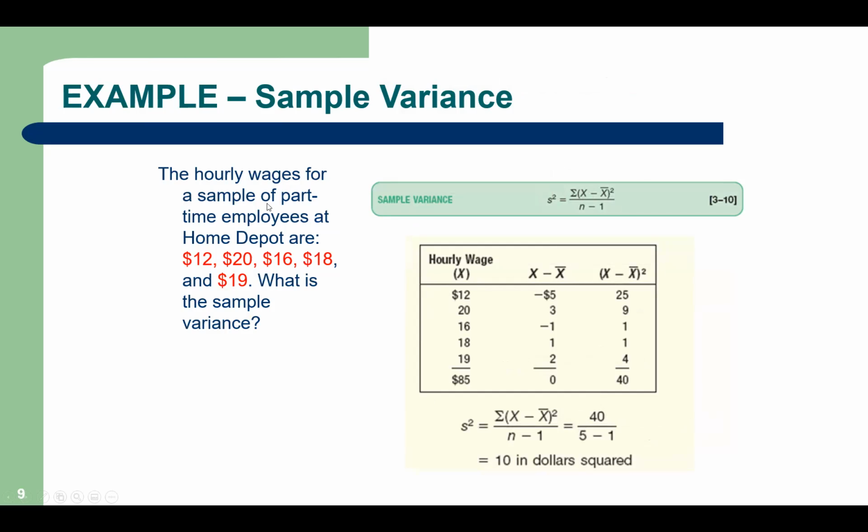So another example of this is here. That is also an example of sample variance. We have a sample of 5 values: 12, 20, 16, 18, and 19. And here is the same way to measure variance.